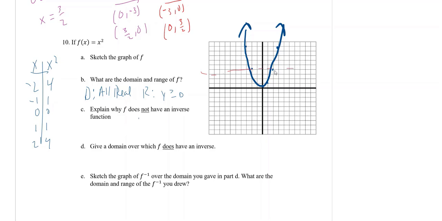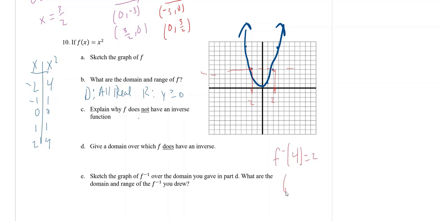Draw a horizontal line, I can go through these 2 points. The problem is when I take 2, I go to 4, and I take minus 2, I go to 4. So it's okay going out. 2 is uniquely 4, and minus 2 is uniquely 4. But coming back, I don't know what f inverse of 4 is supposed to be.